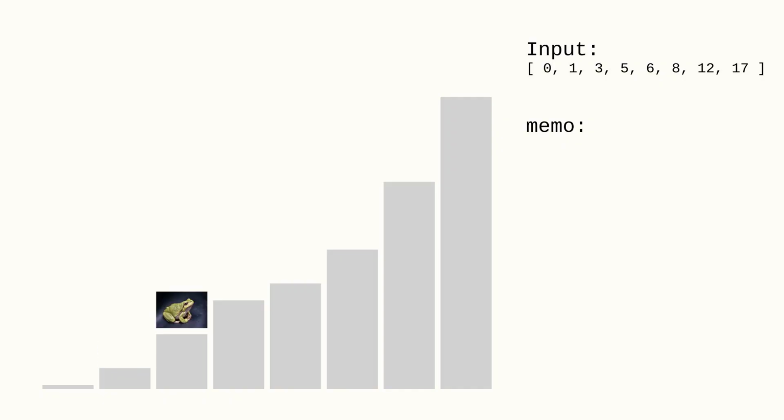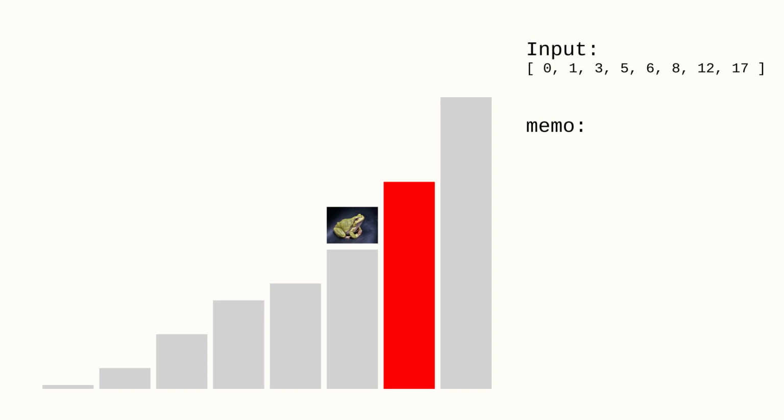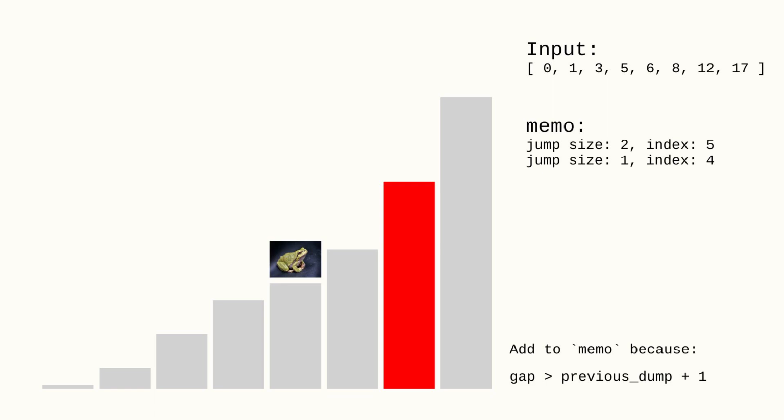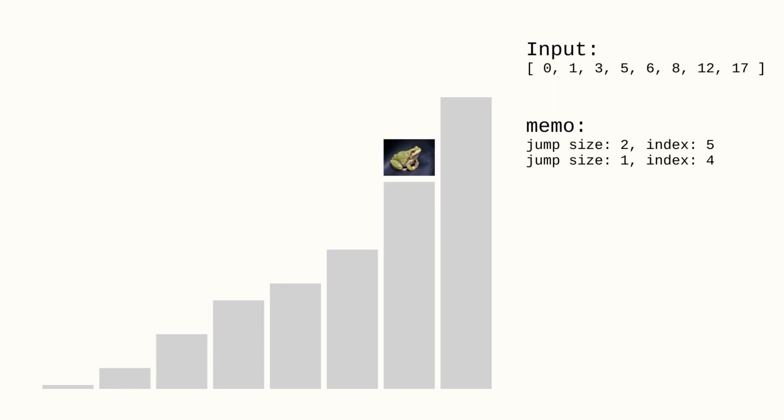And there you have it. A super efficient solution for the frog jump problem. With problems like this, understanding the core logic and implementing memoization can often make the difference between a solution that's just okay and one that's top tier.